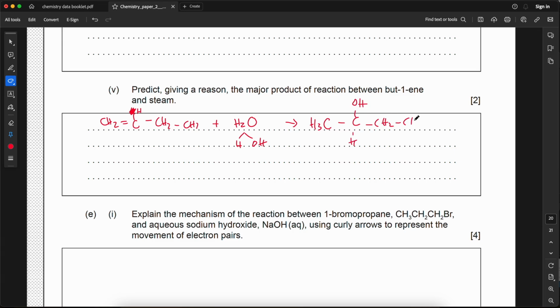Why is it on the second C? Because if we add on the first C, it's a primary carbocation. If we add into the first one, we have only one alkyl group here. But if we add into the second one, we have this alkyl and this alkyl group. And a secondary carbocation is more stable than a primary carbocation. Therefore, the major product will be on the second C because it is a secondary carbocation.